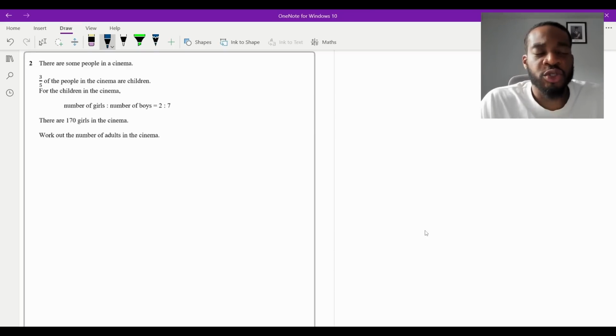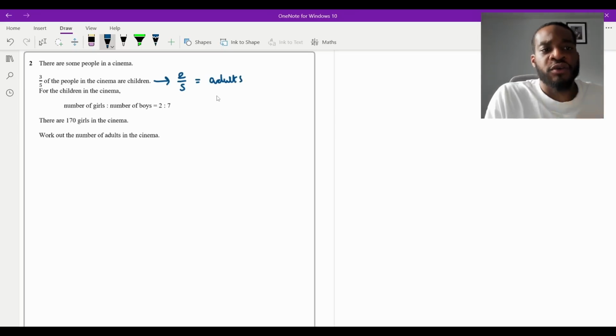With these type of questions, you want to do it sentence by sentence. As we can see, there are only adults and children in the cinema. The second sentence tells us that three-fifths of the people in the cinema are children. That must imply that the other fraction, which would create the entire people, must be 2/5, and this must be equal to the adults. So that's the first thing I'm going to write. We know the fraction for each: three-fifths are children, two-fifths are adults.